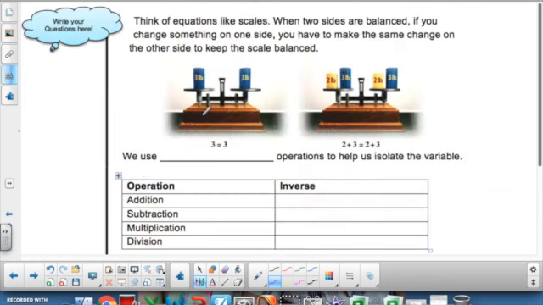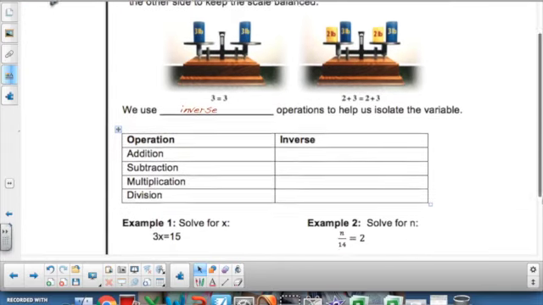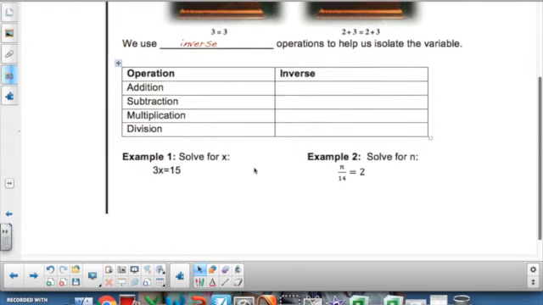All right, so let's talk about actually solving some equations. Think of equations like scales. When two sides are balanced, if you change something on one side, then you do the same change on the other side, just like in science class. In order to help us isolate those variables, we use inverse operations. And this goes back to that inverse property we talked about in Unit 1.